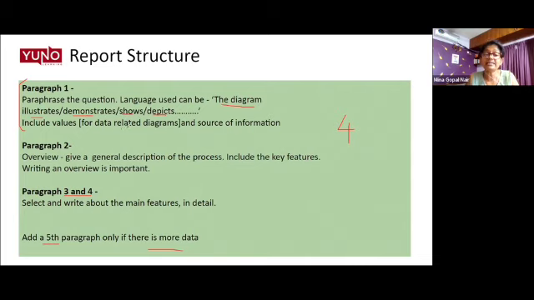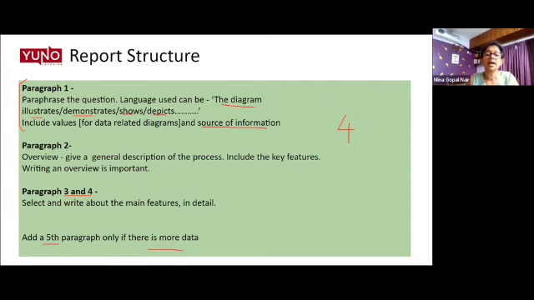In case it is data related, in our case it is not, because we are doing a process. In case it is data related, we can include the values. If the source of information, that is, wherever that information is sourced from, is given in your diagram, you can include that information as well in the first paragraph.